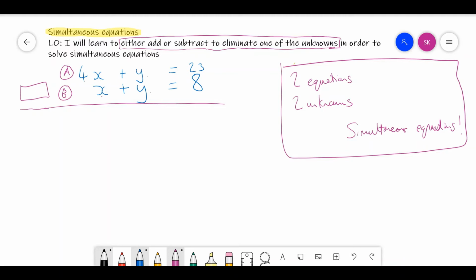Well, to decide that, I'm telling you now, the one that you're going to target is the one where you have the same number in front of both of the unknowns. So you can see the x's, there's a 4x and there's a 1x. Do we have the same number in front of the x's, guys? No, 4 and 1 are not the same. But do we have the same number in front of the y? Yes, we do. They're both 1y. So we're going to target the y's in this example.